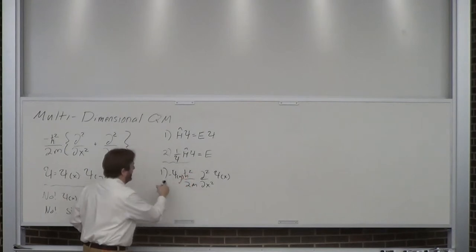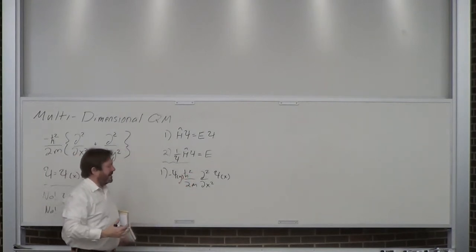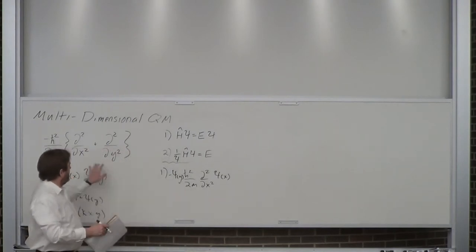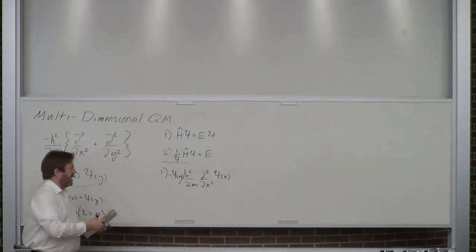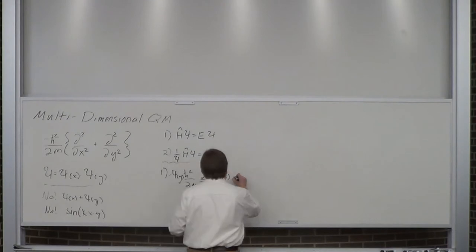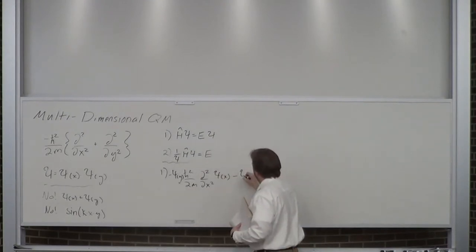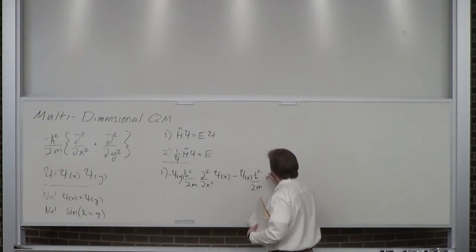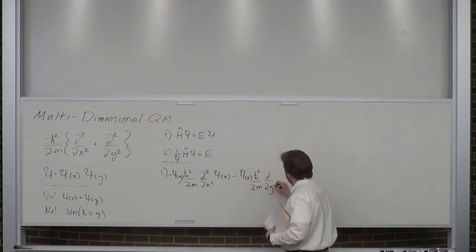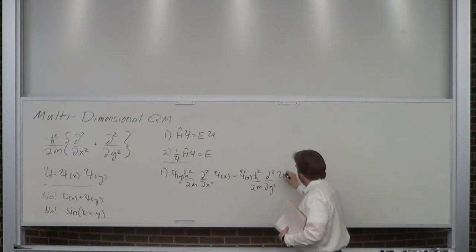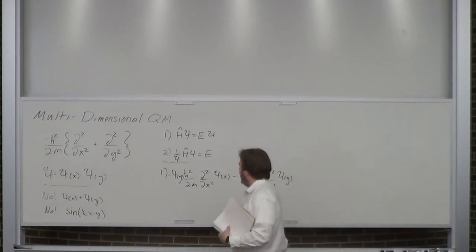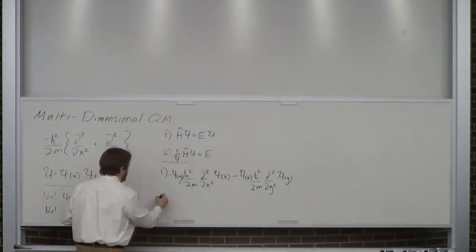I almost forgot that negative sign, right? The point is that I can take the psi of y and pass it through this first part of the kinetic energy. And likewise, I now do the same thing with the y. Of course, x passes through that. Not much to it. Actually, really awkward to write this way. Anyway, that's step one.